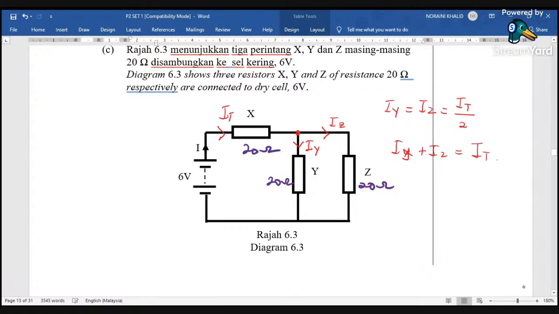So you can see here, this Y and Z part, they are sharing current, so they are the parallel part. And this parallel part is in series with X, because you can see this is the total current. Okay.